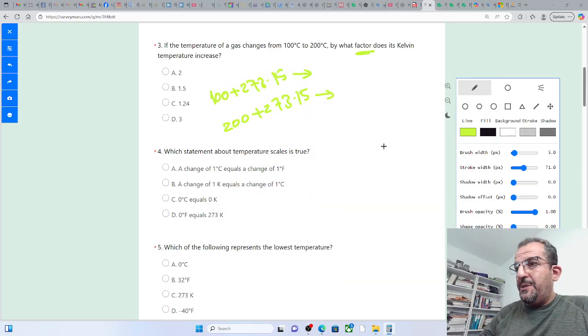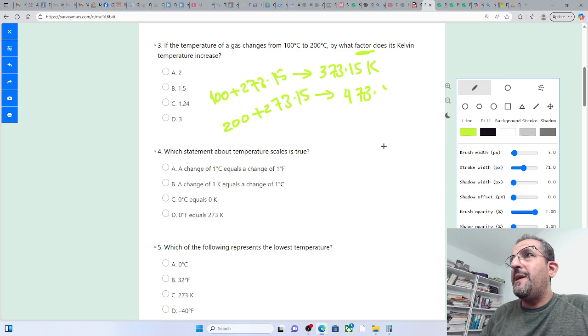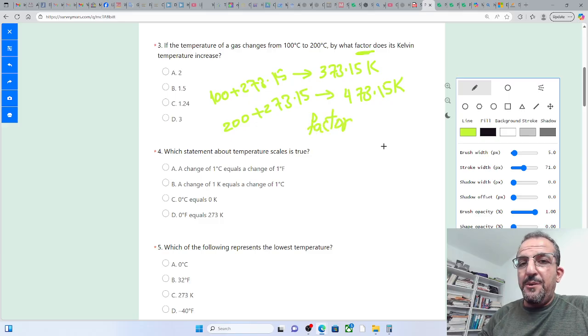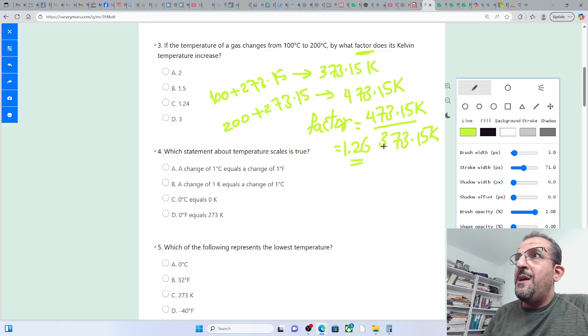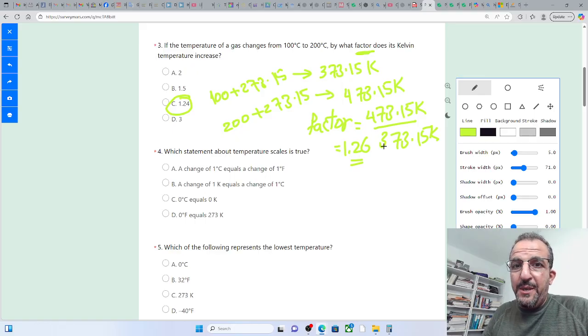Okay, so we just need to write here that the answer for this is 373.15 Kelvin, and from here we have 473.15 Kelvin. So to get the factor, what do we need to do? We need to divide 473.15 Kelvin by 373.15 Kelvin, and that's going to give me 1.26 as a factor. So this is the right answer, but you can see the closest number here is 1.24.